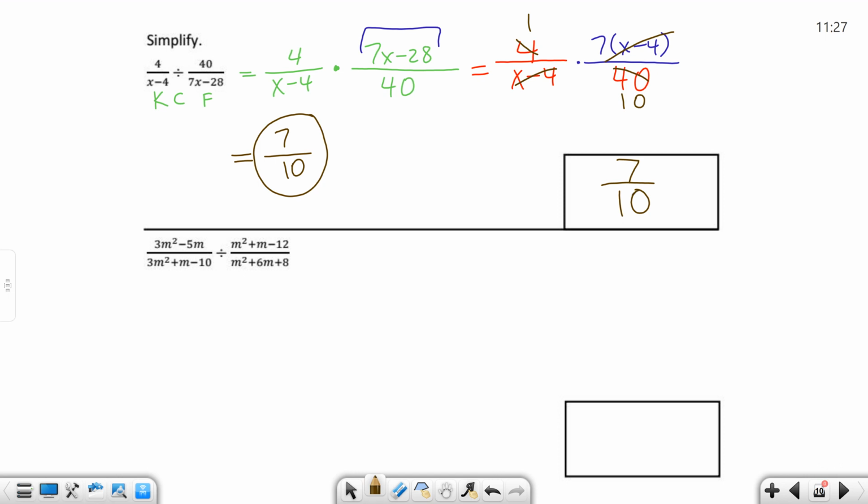But look, don't tell me this doesn't have restrictions. You needed to find restrictions up here before you ever started. Okay? You needed to find those restrictions up there before you ever started. Now, I didn't do it here, but that's when you would find them.